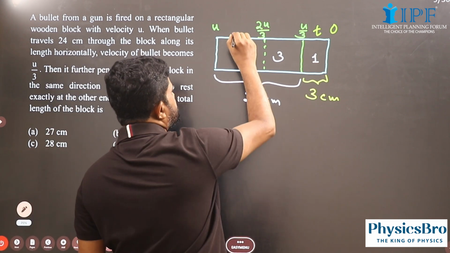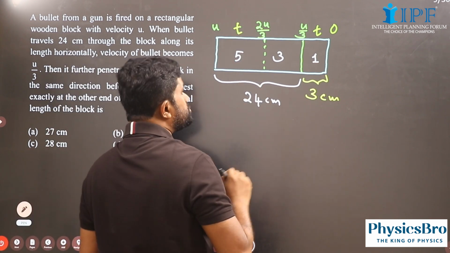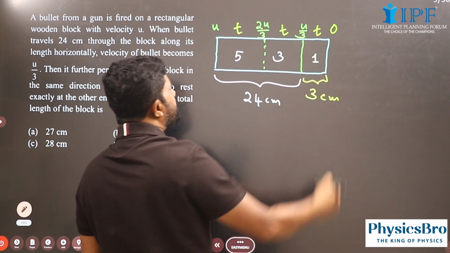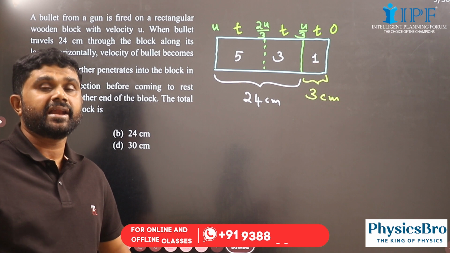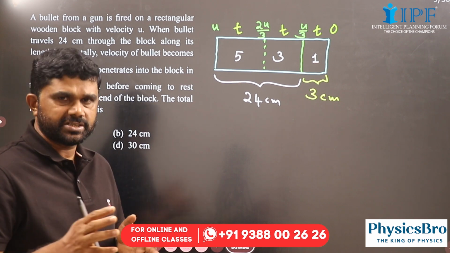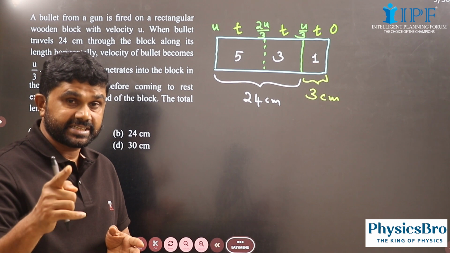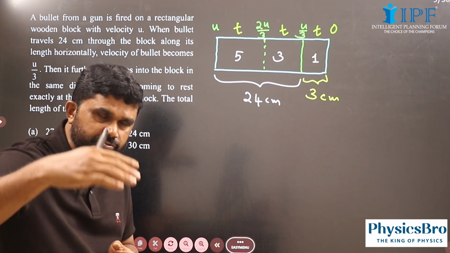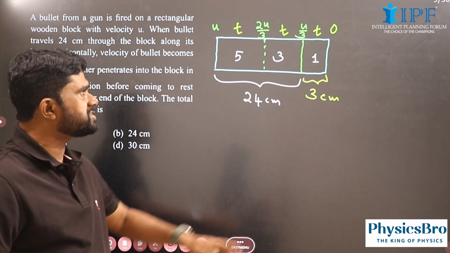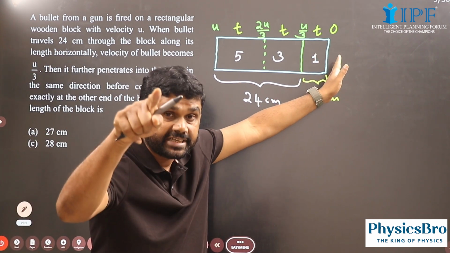This means in the first interval t, it loses 1/3 of its initial velocity, in the next t it loses the second 1/3, and in the last t it loses the final 1/3. So there are 3 intervals, and the ratio of displacements as it comes to rest will be 5:3:1. If it is not comfortable for you, you can always start from the 0 velocity end.